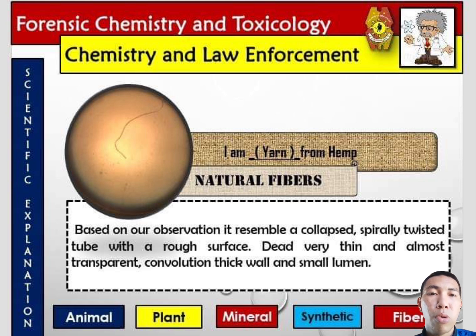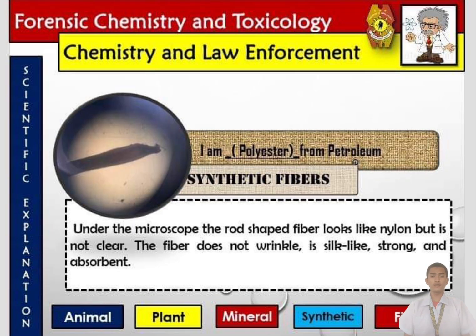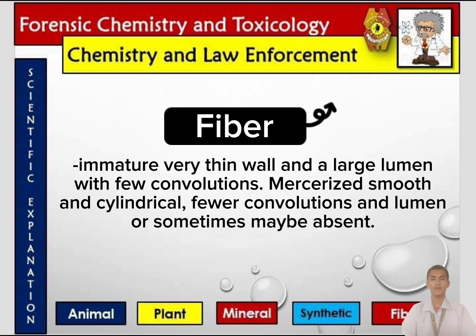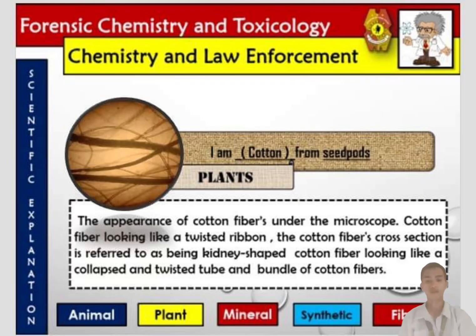and small lumen. Polyester. The polyester appearance under the microscope is rod-shaped fiber, and it looks like nylon. It does not wrinkle, it's silky, strong, and absorbent. It is washable or dry cleanable and resistant to stretching and shrinkage. Fiber. Immature, very thin wool and a large lumen with few convolutions. Mercerized, smooth, and cylindrical, with fewer convolutions and lumen, or sometimes the lumen may be absent.